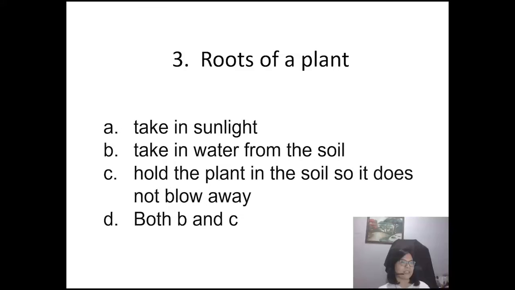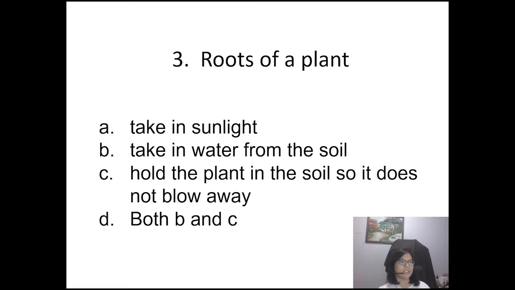And then number 3, roots of a plant. Letter A, does it take in sunlight? B, does it take in water from the soil? C, does it hold the plant in the soil so it does not blow away? And then D, both B and C. So please tell me your answer. Giving you 5 seconds to answer. 1, 2, 3, 4, 5.